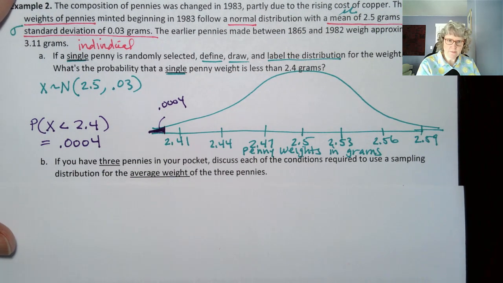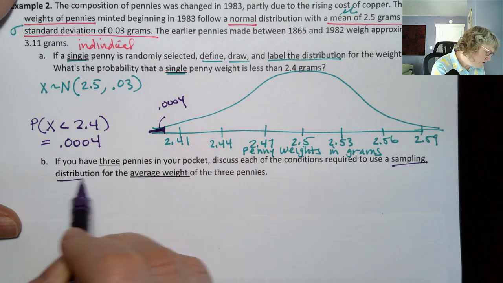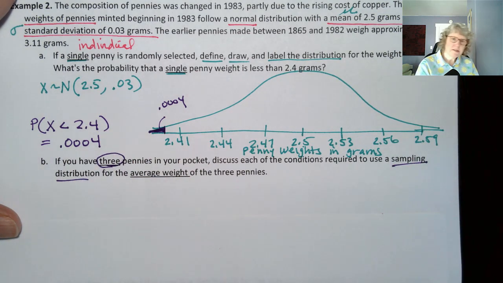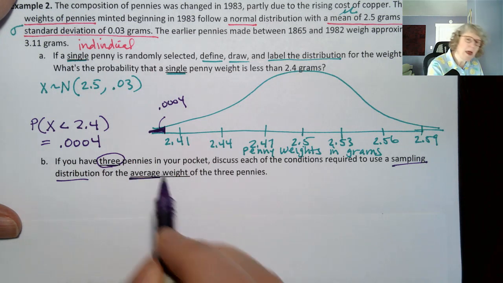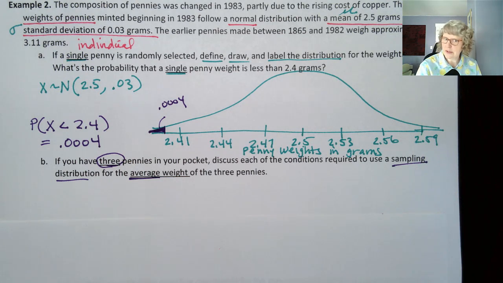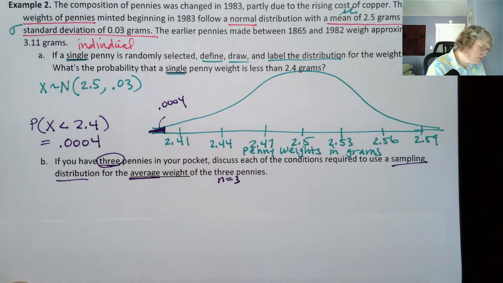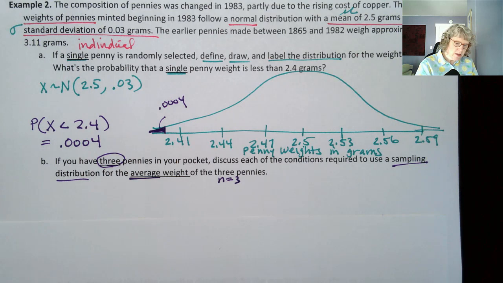Okay, so that's what you're used to doing already from the normal distribution. That's good practice though. Now I'm guessing we're going to get to the sampling distribution part. If you have 3 pennies in your pocket, discuss each of the conditions required to use a sampling distribution. Okay, so now we've got 3, and we've got a sampling distribution, and it also says the word average. So these are all key words and phrases that tell me we're using sampling distribution. So now we're talking about X bar. Average weight of 3 pennies. So we have n equals 3. Okay, so we can do the conditions.